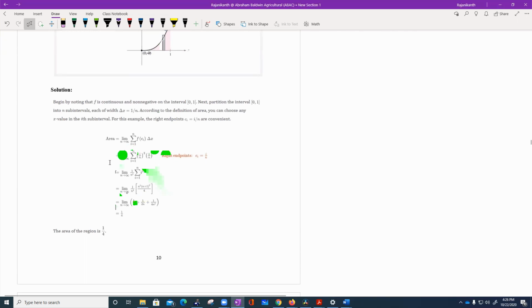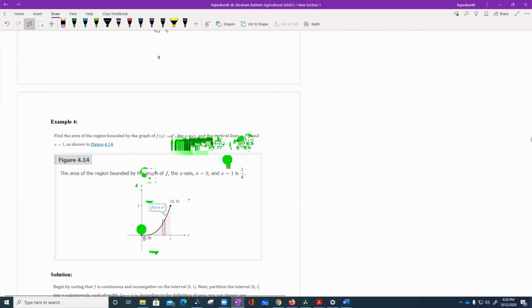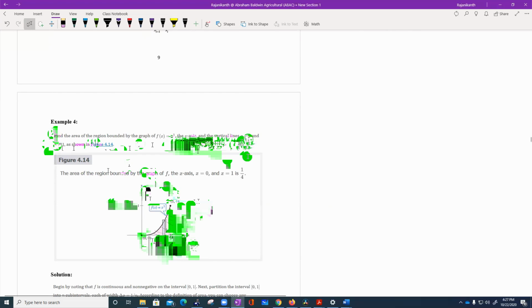Look at this. Let me explain this problem. Find the area of the given region bounded by the graph of x cubed, the x-axis, and the vertical lines x is 0 line and x is 1 line. Okay, so this is the area you need to find out. But we are going to use the limit definition. So you have to understand the question carefully. If you are asked to use the limit definition to find the area, you have to use that formula.